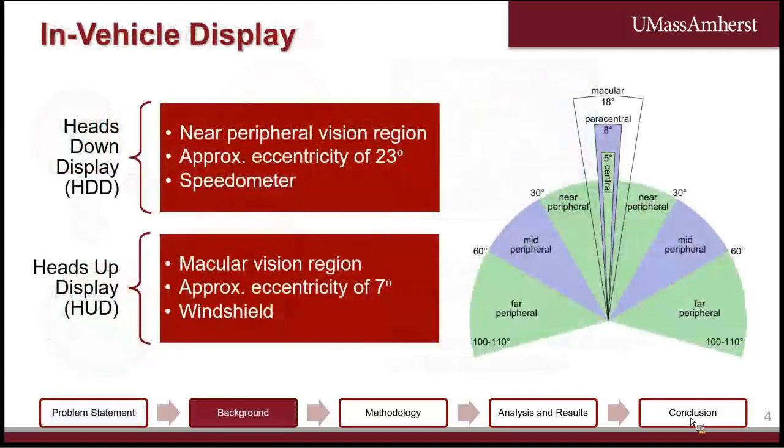There are two kinds of in-vehicle displays. One is the heads-down display, and the other is the heads-up display. Heads-down display falls in the region of the near peripheral region with an approximate eccentricity of 23 degrees. That's the region where the speedometer lies. And heads-up display is in the macular vision region, where the information will be displayed right on the windshield.